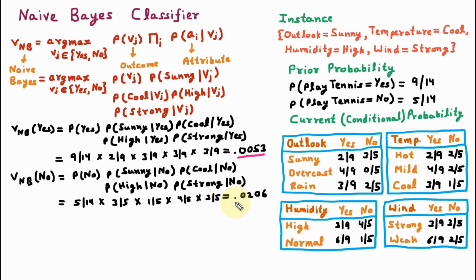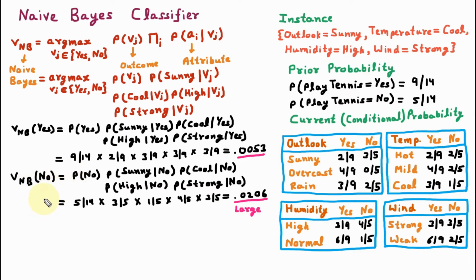Here we can see that the value of yes, which is 0.0053, is smaller than the value for no, which is 0.0206. So this is the larger value, which means the no probability is high. So using the naive Bayes classifier, the no probability is high. So for the given instance, if outlook is sunny, temperature is cool, humidity is high and wind is strong, then we are not going to play tennis.